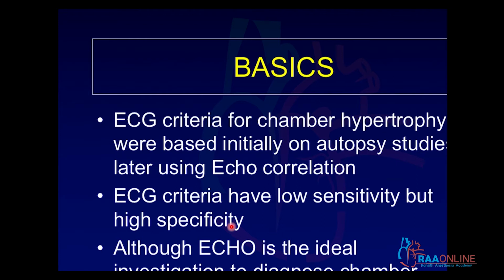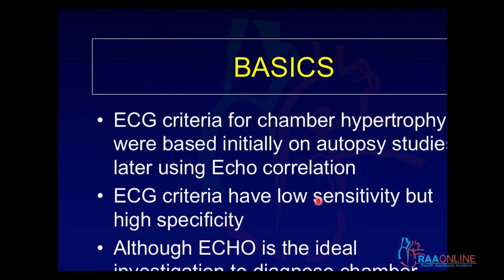So the ECG criteria have got low sensitivity and high specificity. By this we mean that if the ECG criteria of a particular chamber enlargement are there, most often the chamber enlargement is there. That's what we mean by high specificity. You understand that? So high specificity means when the criteria for a ventricular enlargement are present, 90% of times ventricular enlargement is present. When ECG shows LVH, the LVH is there 90% of times. That's what it tells you, it's high specificity.